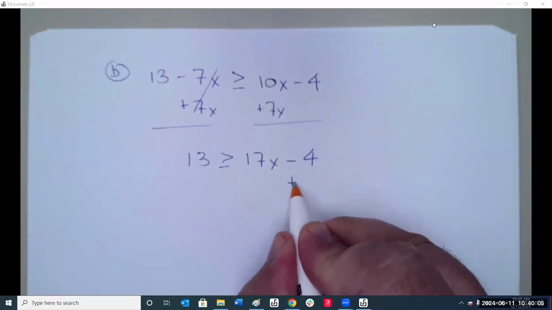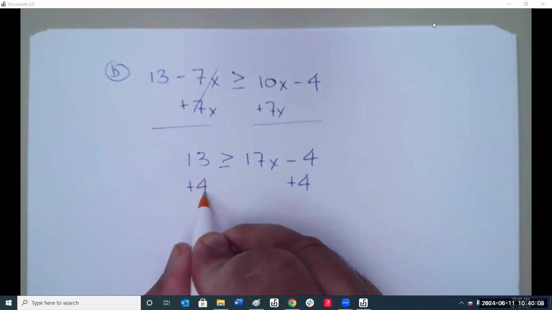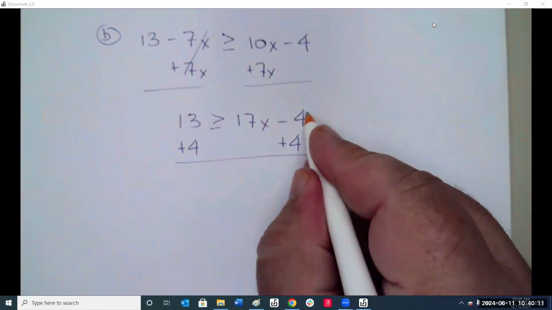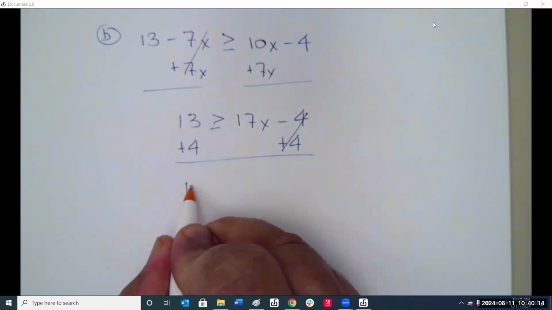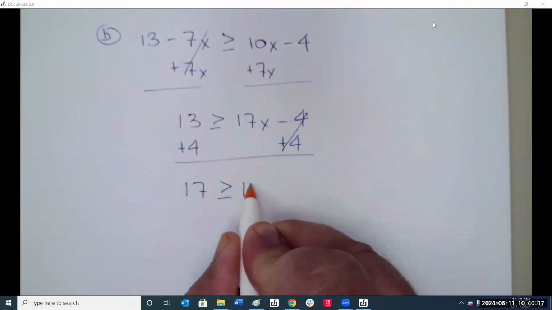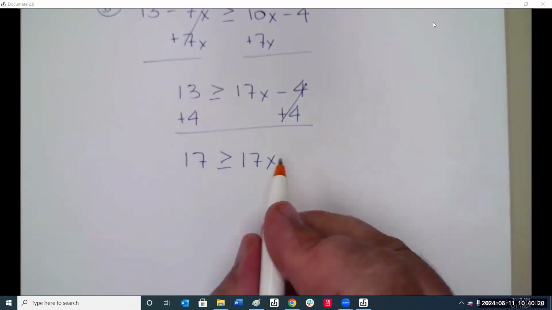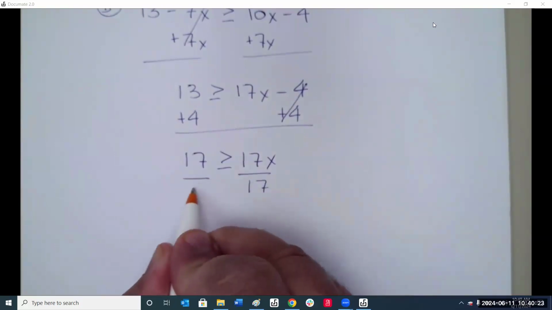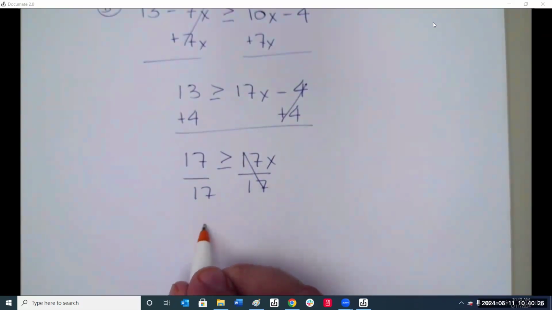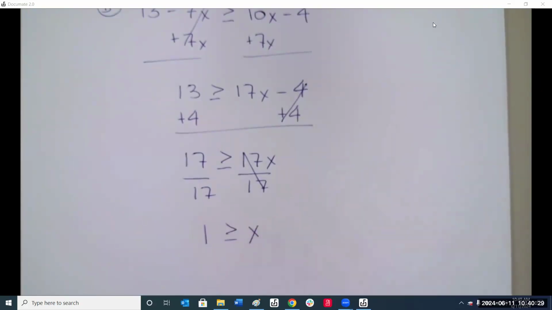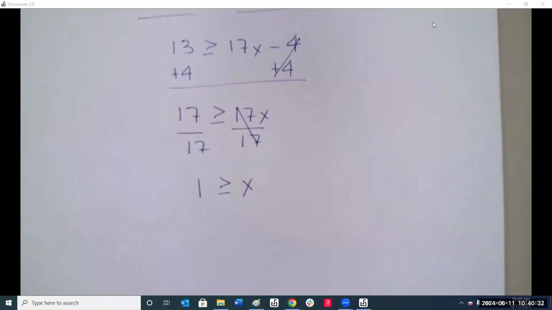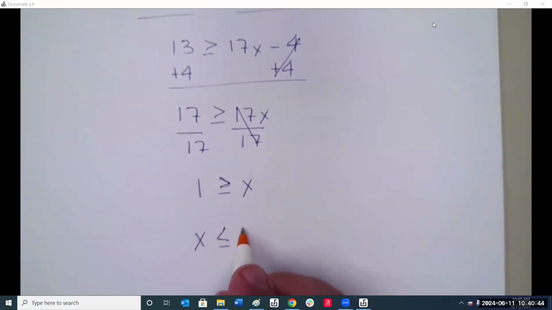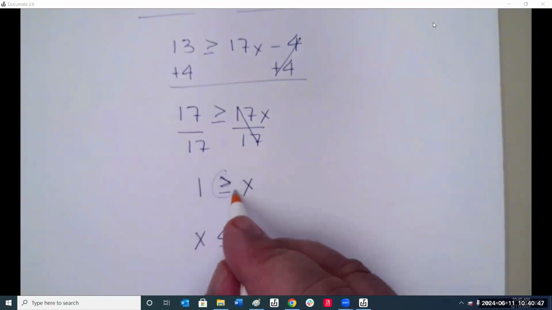Get rid of the 4. So we add 4 to both sides. 13 plus 4 is 17. Is greater than or equal to 17x. Divide both sides by 17. 1 is greater than or equal to x. You asked me, does x always have to be on the left? There's an example where it doesn't. But it's much easier for us if x is to the left. So we can flip this whole thing. Remember, if you move them around, you have to make sure you flip the inequality.